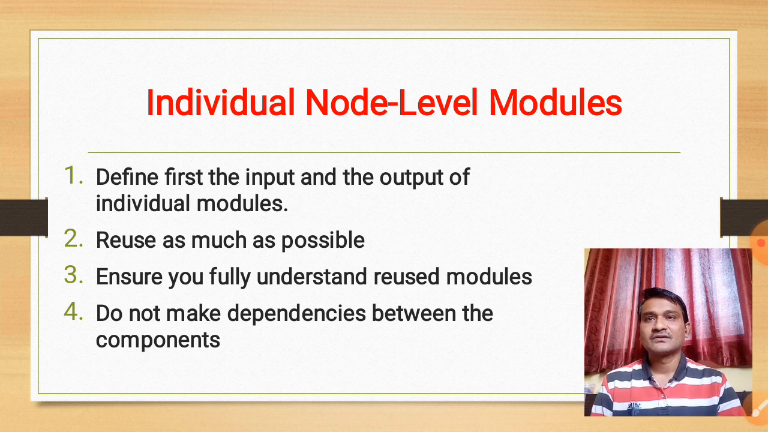Second one, reuse as much as possible. If existing modules already offer the required functionality, reuse them. If there is already a module for regular temperature sensing, reuse it to add humidity and solar radiation readings. You can use it many times, which will save the cost also.